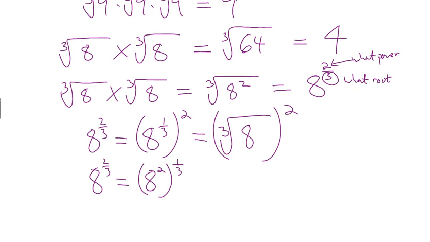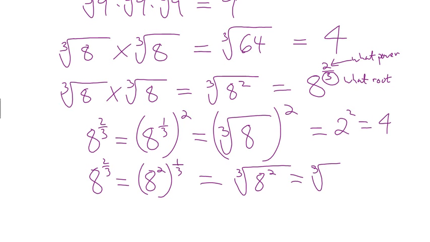And what I'm doing is writing this as a product. So 1/3 times 2 is 2/3, or 2 times 1/3 is 2/3. Right? And in this case, this will be the cube root of 8 squared. So this is 2 squared, which is 4, and this is the cube root of 64, which is 4. Okay. So either way, we're getting the same thing.